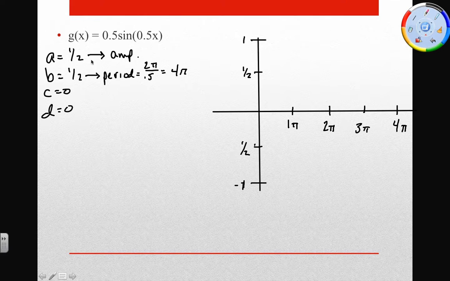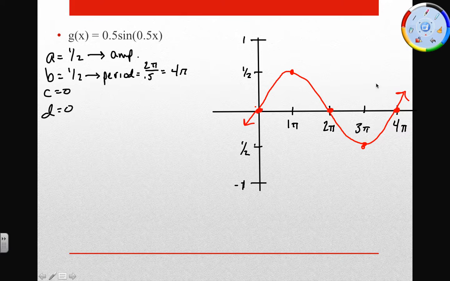And then I just go through that same method. I go, okay, sine normally starts at 0, 0. There's no horizontal shift, no vertical shift, so I start at 0, 0. I end 4 pi away. My halfway is in the middle again. I go up in the middle there and down to the middle there. And I get some nice curves going on.